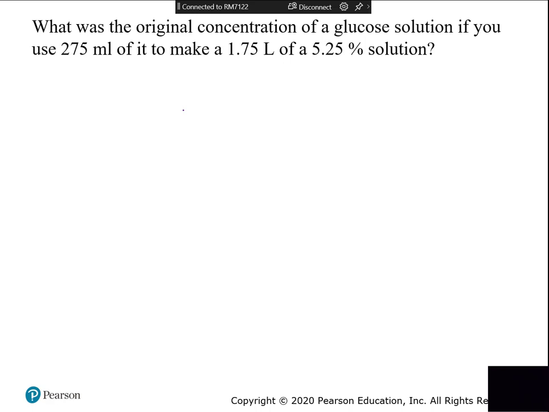Okay, so here's another one. Try this one. What was the original concentration of a glucose solution if you use 275 mils of it to make a 1.75 liter, 5.25% solution?